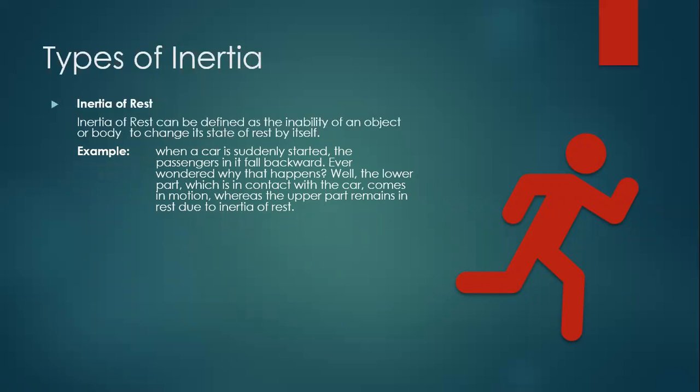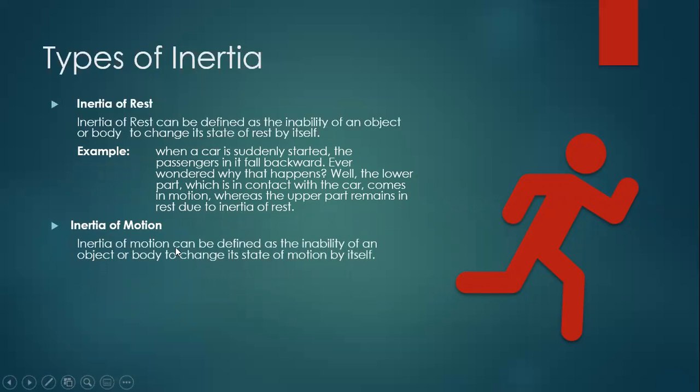Now, what is the inertia of motion? The inertia of motion can be defined as the inability of an object or a body to change its state of motion by itself. Let's suppose a body is moving. If we want to stop its motion, the body will again be reluctant to stop. That reluctance is due to its mass, due to its inertia. That is called the inertia of motion.